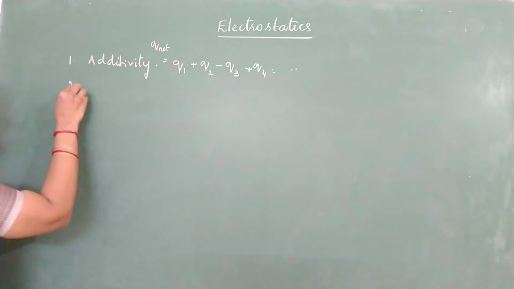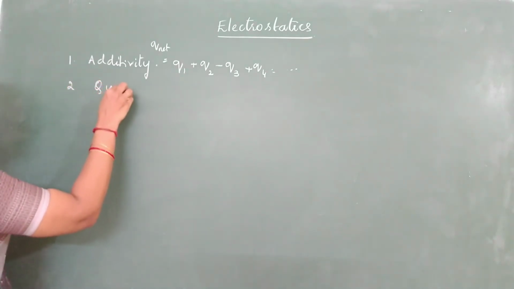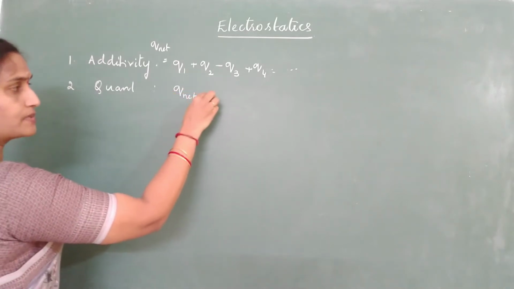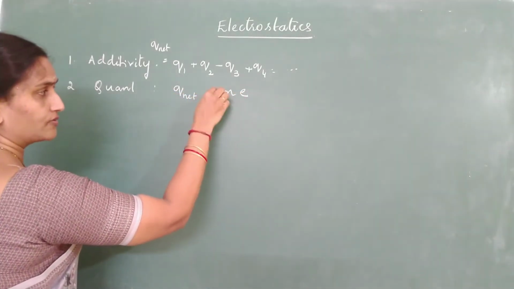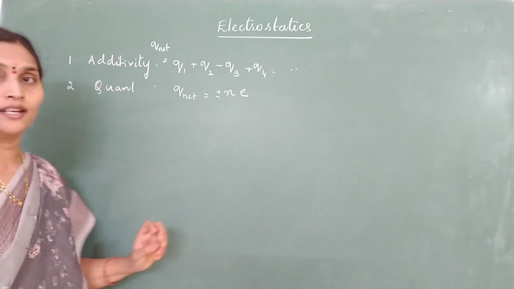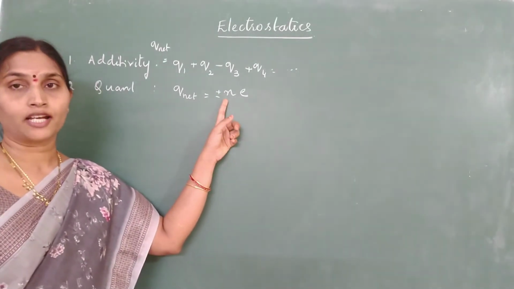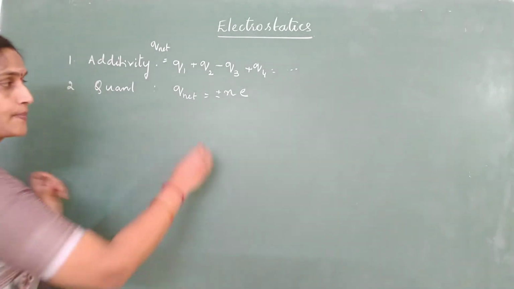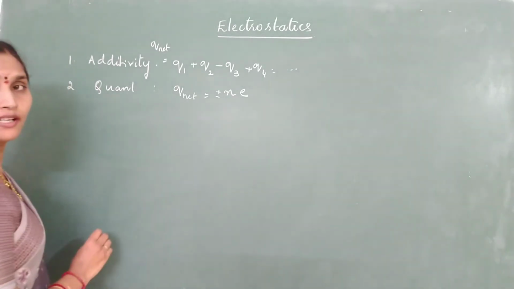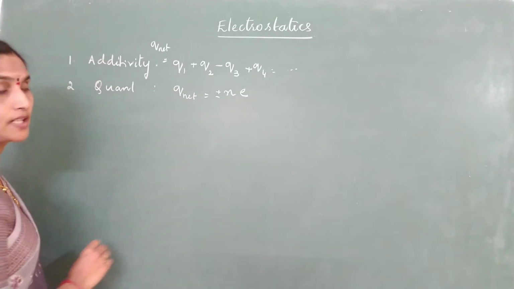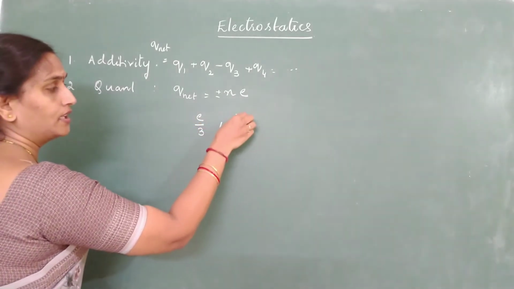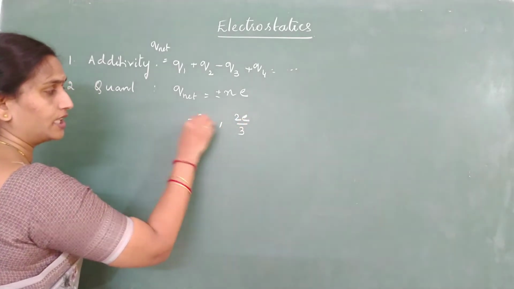Then second is quantization. Quantization says the net charge of a body should always be n times the charge of an electron. It can be positive or negative, where n will never take a fractional value. But an exception for this we have already studied, quarks. There are different types of quarks which are identified. They are not stable elementary particles, and they possess a charge of 1/3 of an electron and 2/3 of an electron.